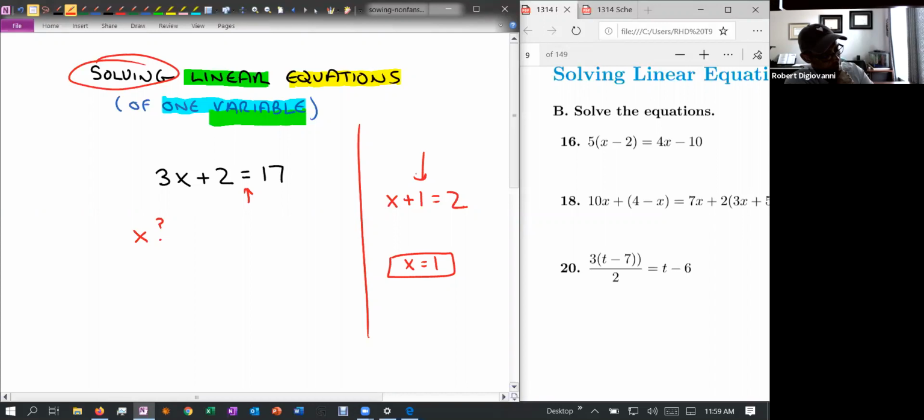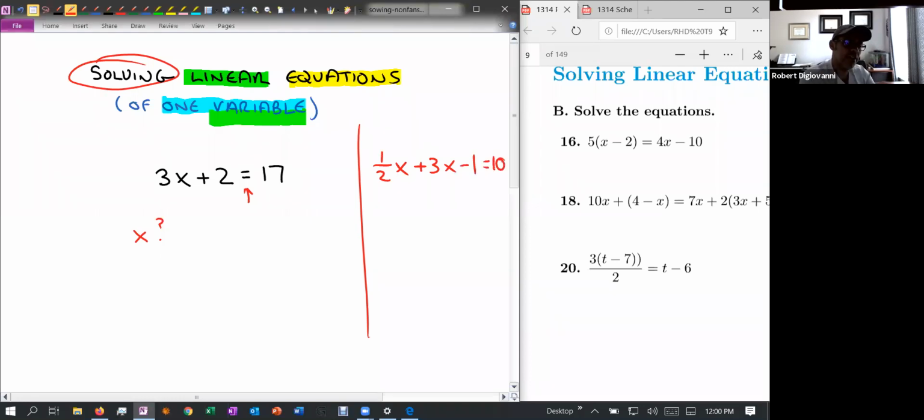Okay, let me give you a different one to just think about. How about x plus 4 is 6? So what would x be? 2, right? Because 2 plus 4 is 6. All right. So why don't I try this? How about half of x plus 3x take away 1 equals 10? Can you just look at that and give me an answer? No. So we have to have a procedure.